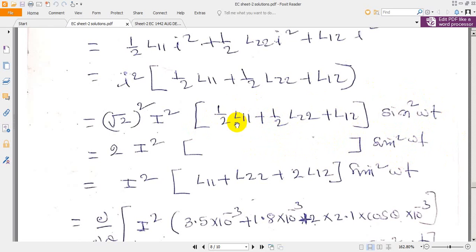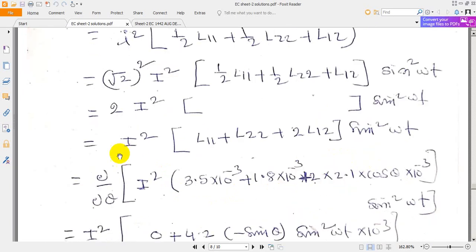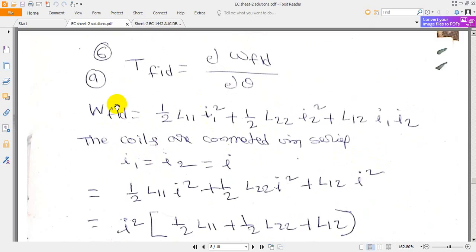Now, if you express this, it will be L11 by 2 plus L22 by 2. If you take the LCM, you will get L11 plus L22 plus 2 L12 divided by 2, and that 2 and the other 2 will cancel. The remaining expression will be I square into L11 plus L22 plus 2 L12 into sin square omega t. This is the expression of the energy of the field.